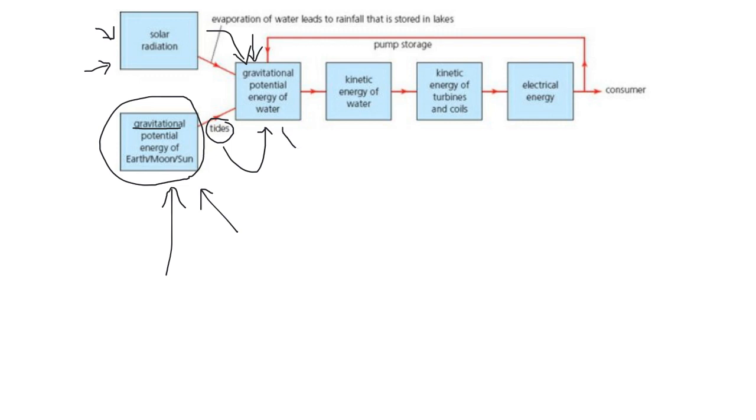Then that gravitational potential energy becomes kinetic energy of the water as it flows. And then the kinetic energy of the water turns the turbines and the coils, and that gives you electrical energy. And in the case of a pumped storage scheme, you use some of that electrical energy to put the water back up again to give it gravitational energy.